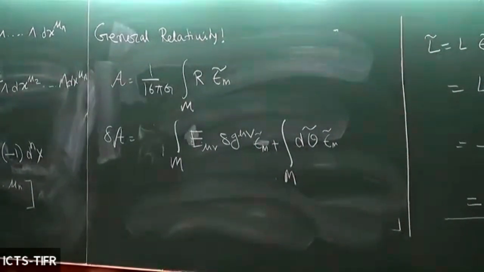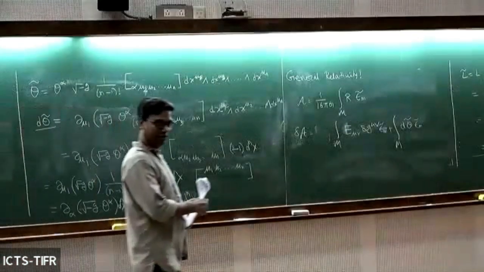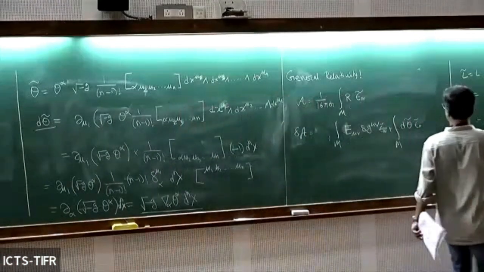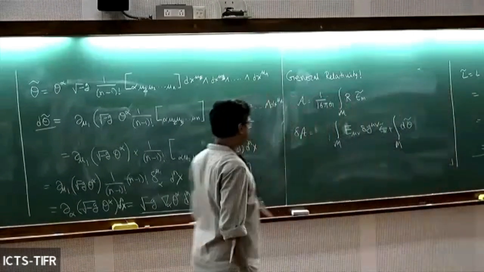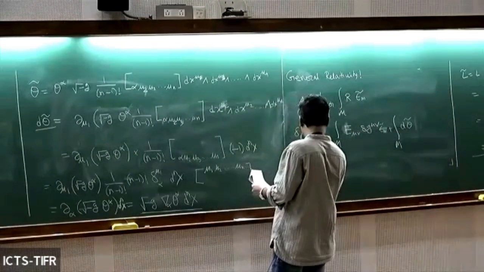One second, it's different. Look, this entire thing is actually d theta. So this entire thing is square root of minus g d^n x. So within its definition, epsilon tilde is included. So we'll just call it that. Now let's write it, what is theta tilde?